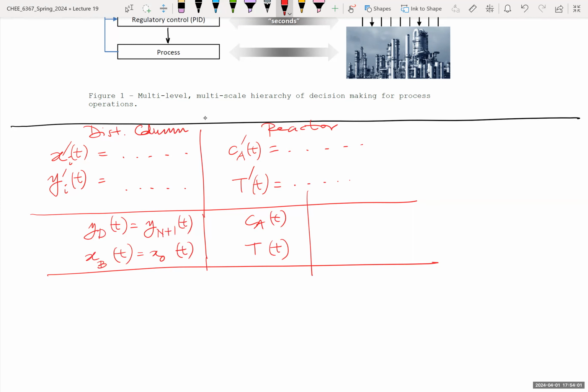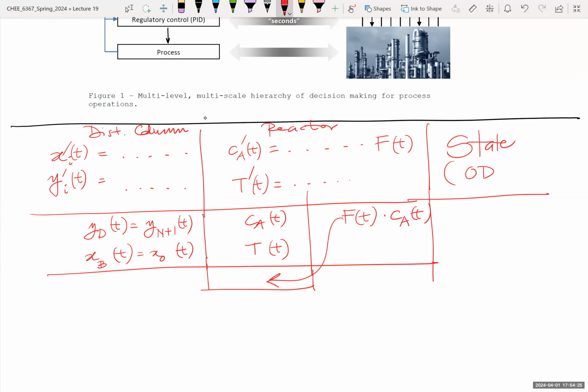For example, here's an input, the flow rate to the system, so it could be flow rate multiplied by concentration. That could be another output of your system, maybe in addition to these outputs. So maybe you want to add this. In general, those are called the state equations, and they are ODEs. And these are called the output equations. They are algebraic equations.